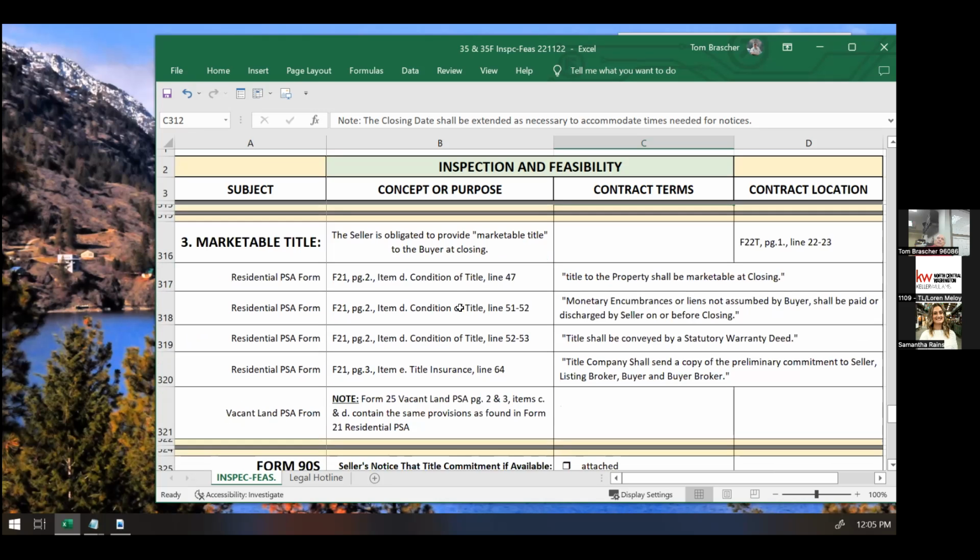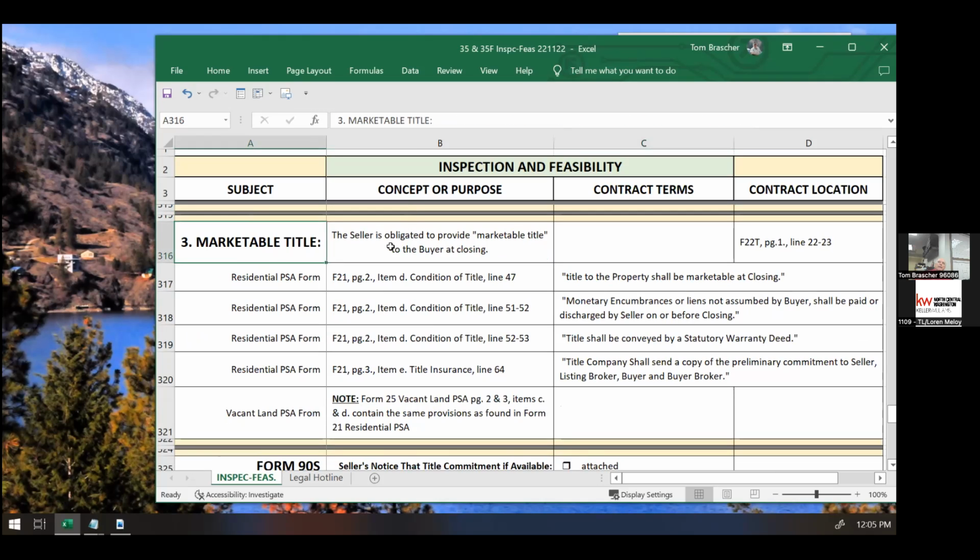Another thing that is in here is the very last, very short little line that says marketable title. It says the seller is obligated to provide marketable title to the buyer at closing. I dug into marketable title. It is addressed, and I'm going to bring this up in this matrix. I'm also going to attach the minutes, what I found, not only here, but also in other definitions from the RCWs on marketable title.